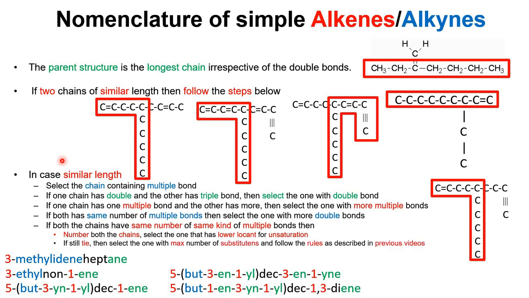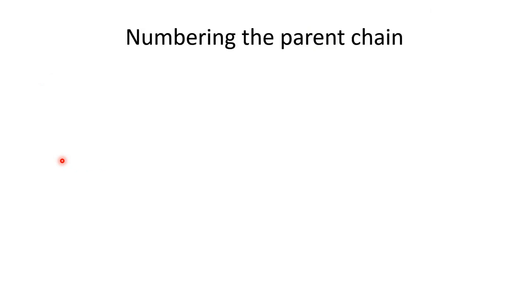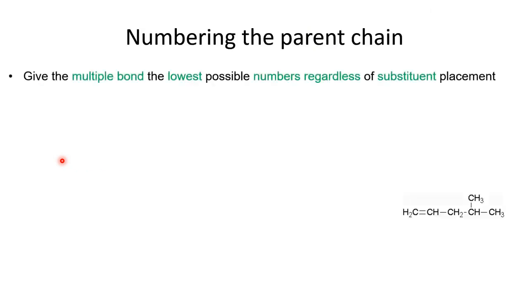If there is still a tie, then you will have to select that chain that has the maximum number of substituents and follow the rules as described in previous videos for alkanes. Okay, now numbering the parent chain. Give the multiple bond the lowest possible number regardless of substituent placement. Like this, 1, 2, 3, 4, 5. You will not start numbering from this side. You will have to start numbering from the position of the multiple bond.